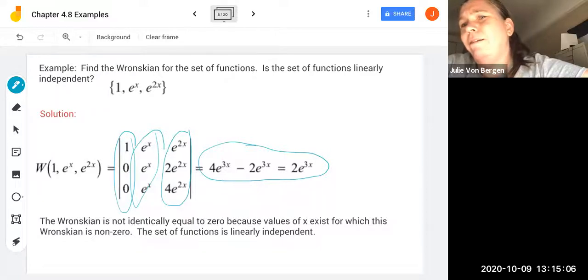If you plug in x as 0 for 2e to the 3x, you're still going to get a value there because it'll be 2e to the 0. So you're still going to get 2 there. So we get to conclude then that this set of functions is linearly independent.